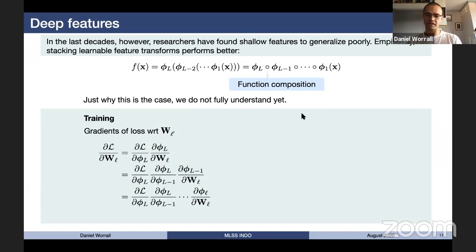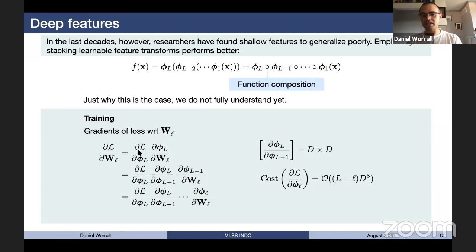And I'll show that on another slide in a bit more detail. The sizes, so this square brackets means size of a matrix. The size of this matrix derivative is d by d if the internal dimensions are d, so it's d squared. And so the computational cost of computing this derivative will be a matrix multiplication of d by d matrices. Matrix multiplication is order d cubed, times the number of multiplications you have to do, so L minus little l.